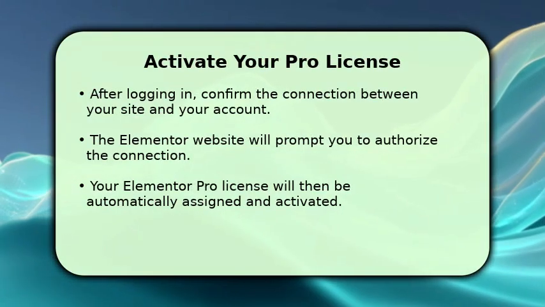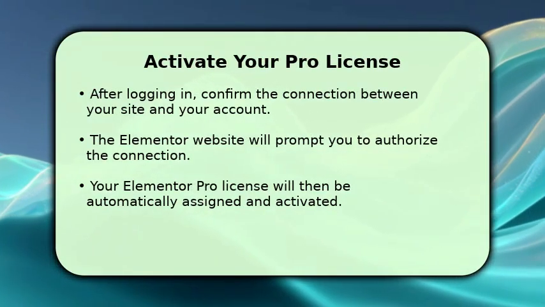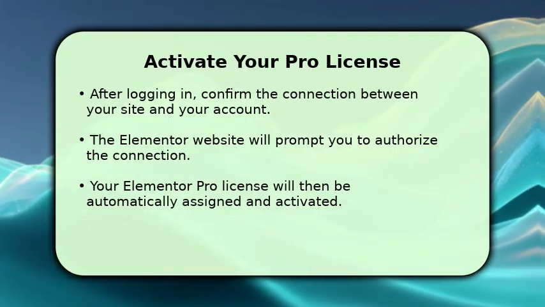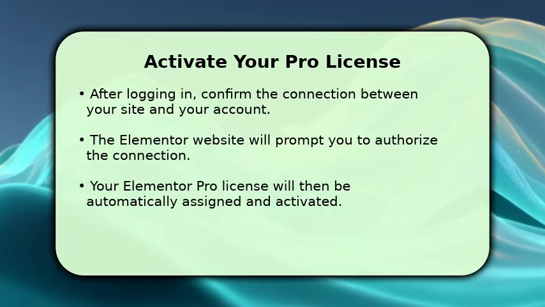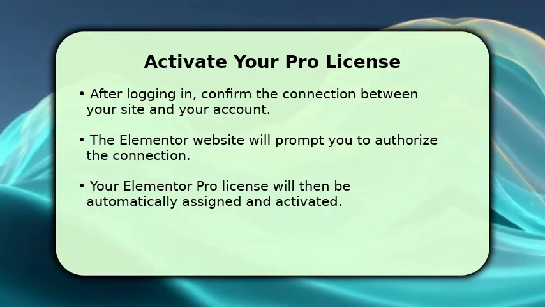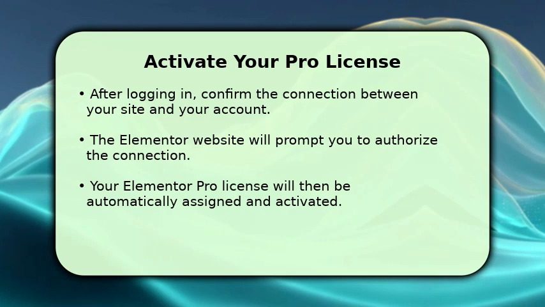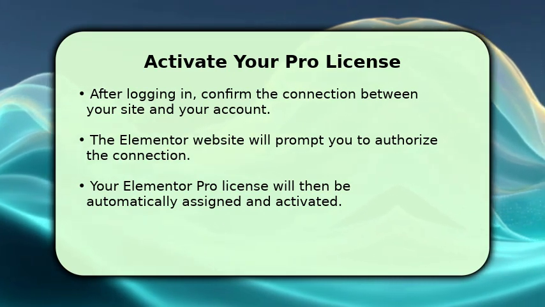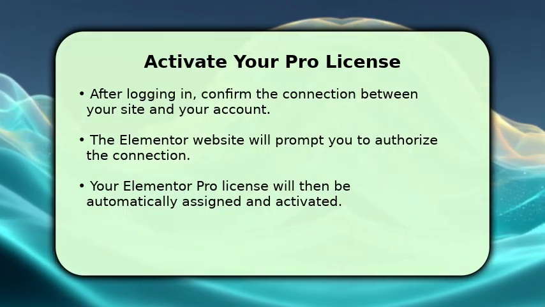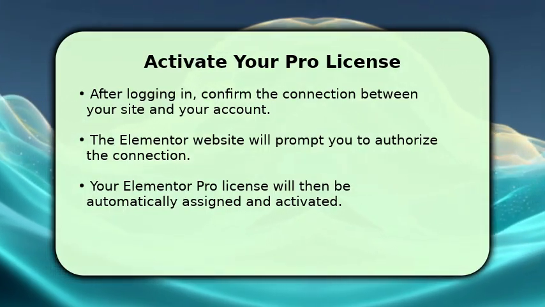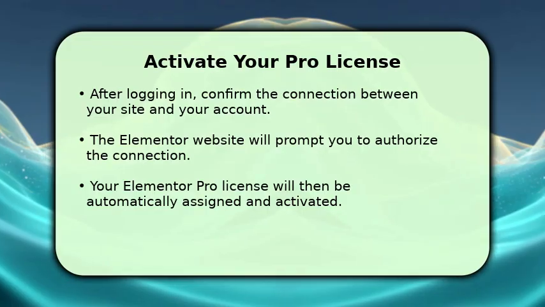After successfully logging into your Elementor account, you will be prompted to confirm the connection between your website and your Elementor Pro license. Simply authorize this connection when asked. The system will then automatically assign and activate your Elementor Pro license to your current website. This ensures all premium features become available immediately.